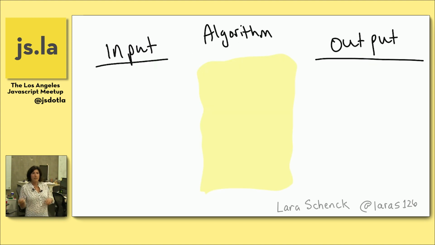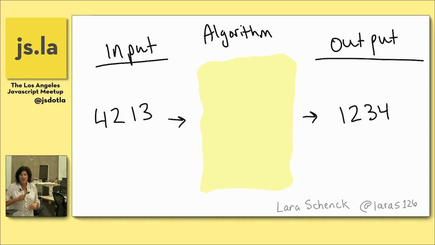So if we take that definition and put that in a little framework, we've got inputs and we've got outputs. Input, sorting. Sorting is a great use for algorithms. So we've got an unsorted list. Output is going to be a sorted list. What happens in the middle? Well, who can name a sorting algorithm?